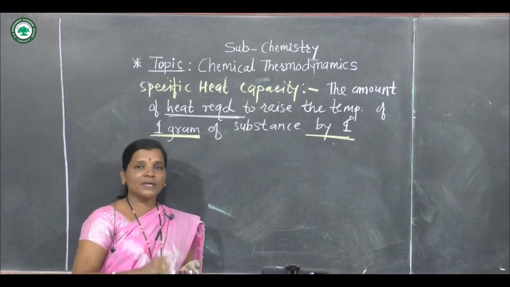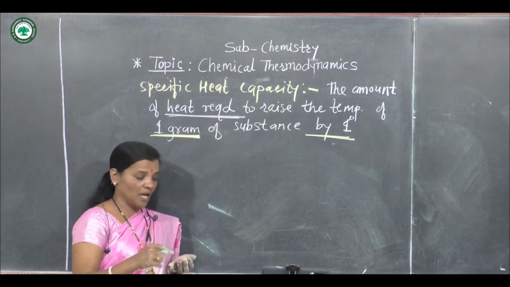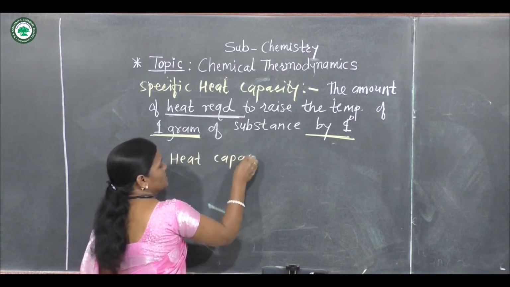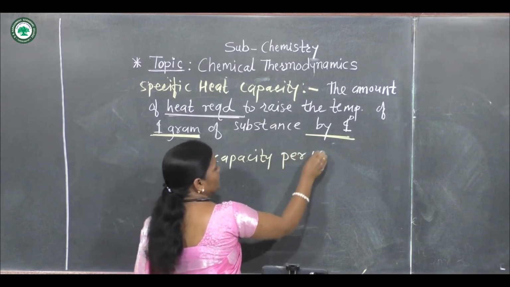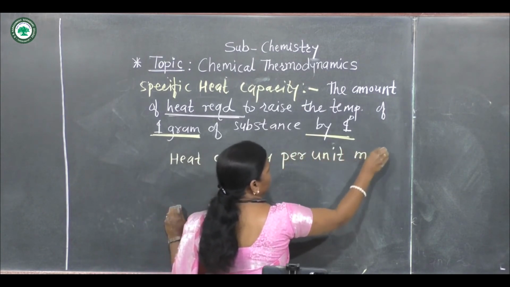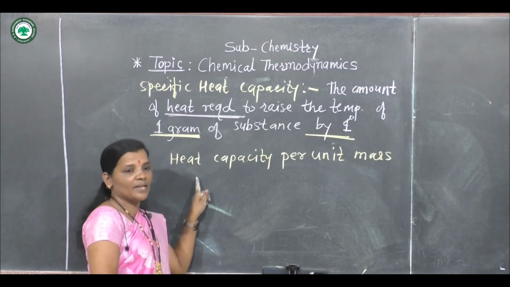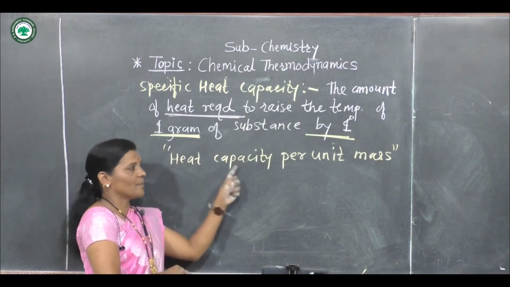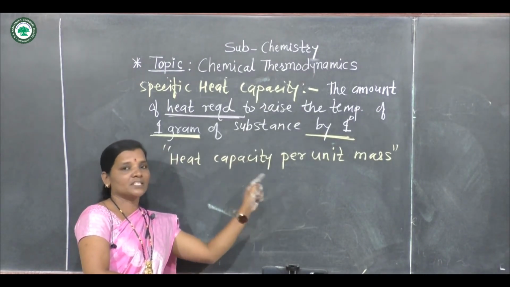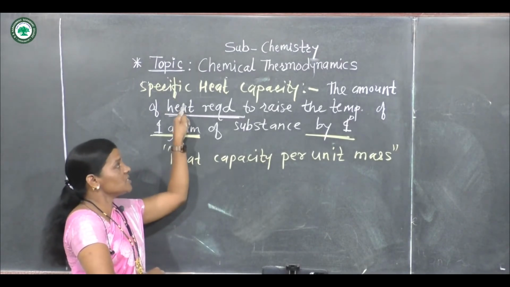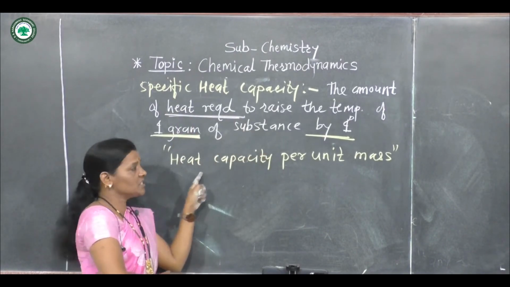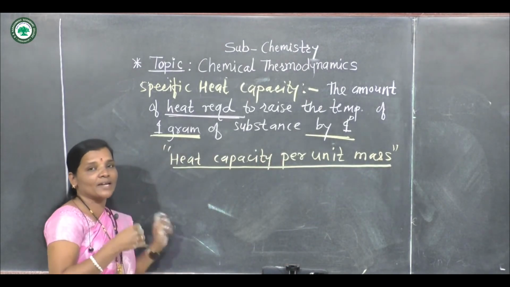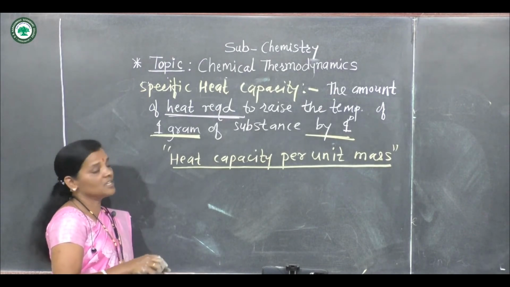Here this specific heat capacity depends upon heat capacity. How? If we find heat capacity per unit mass, then that will give us the value of specific heat capacity. Heat capacity per unit mass gives us specific heat capacity. This is very, very important, because this definition is used to find the calculation formula for specific heat capacity.